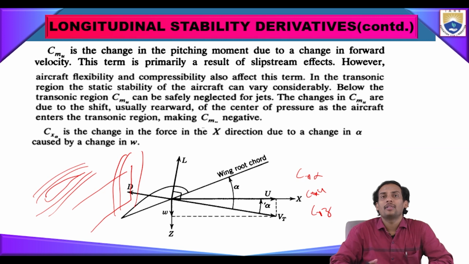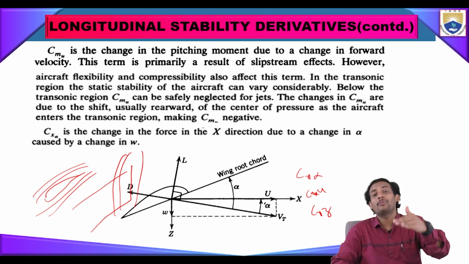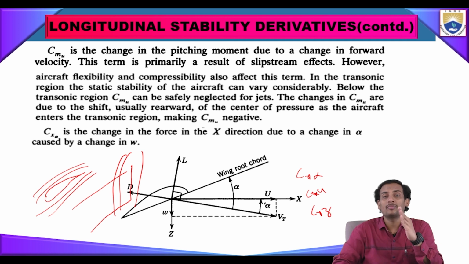So let's talk about CMU. It is a stability derivative, a moment derivative with respect to the linear velocity change. So this is the change in pitching moment due to the change in forward velocity. The term mainly results from slipstream effect. A slipstream effect means how, due to the linear velocity changes, the stability also gets affected. The aircraft flexibility and compressibility also will affect this term.